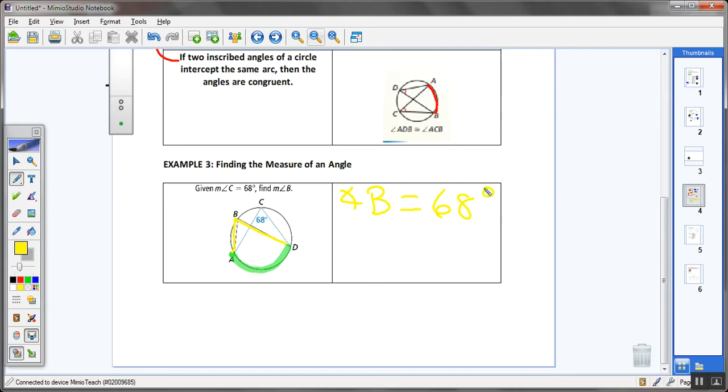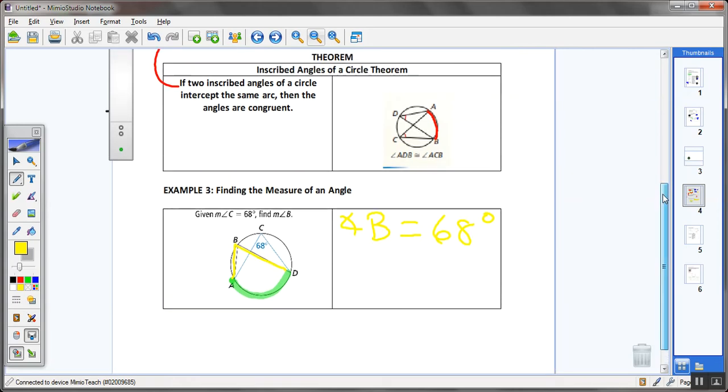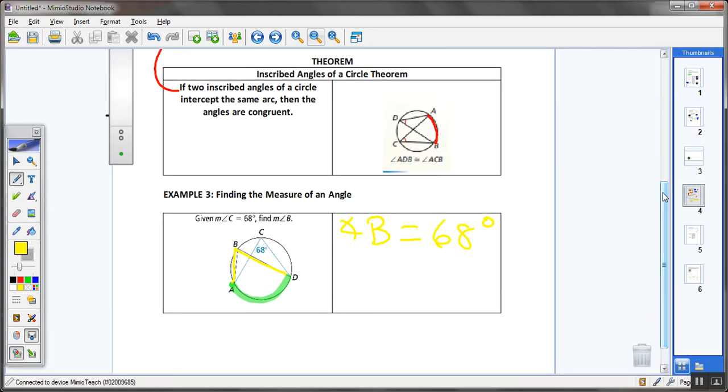Well, what theorem was that called up there? The inscribed angles of a circle theorem. Okay, so can I just write "by the above theorem"? Is that okay? Why not? Let's do that. I like that. Yeah, we just talked about it. These angles intercept the same arc. Therefore, the angles must be the same, by the above theorem. Okay? Angle B is 68 degrees by the above theorem.